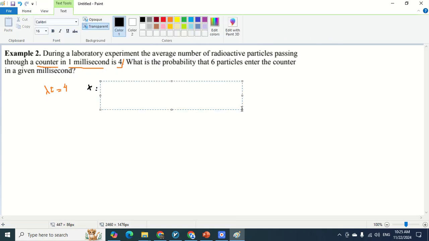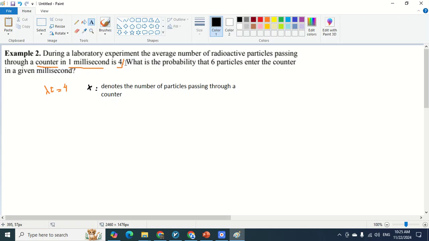If x denotes the number of particles passing through a counter, then we can model it with the Poisson distribution. So as I said, x denotes the number of particles passing through a counter. By this definition we can say that x follows the Poisson distribution.